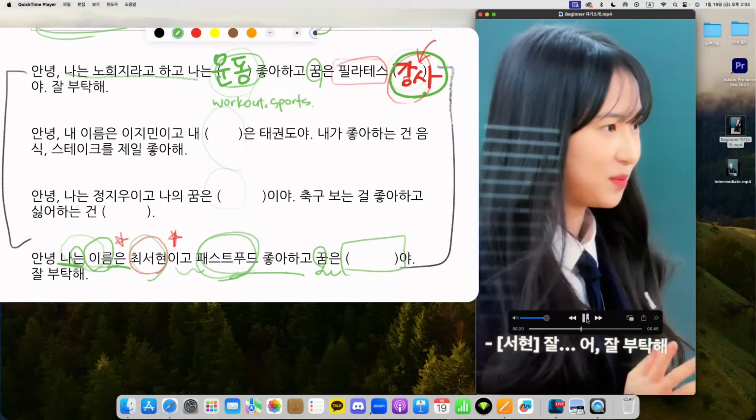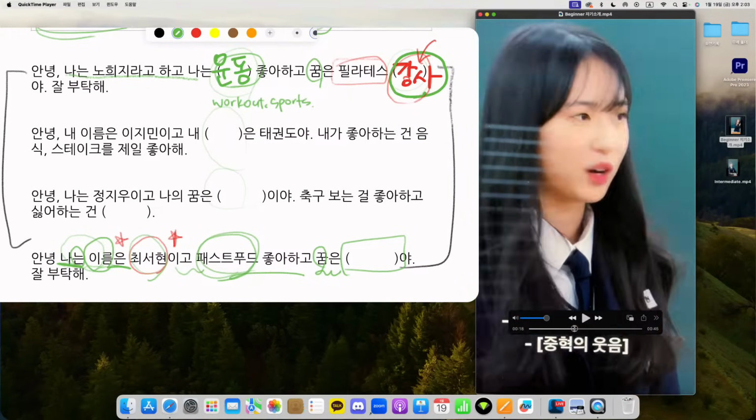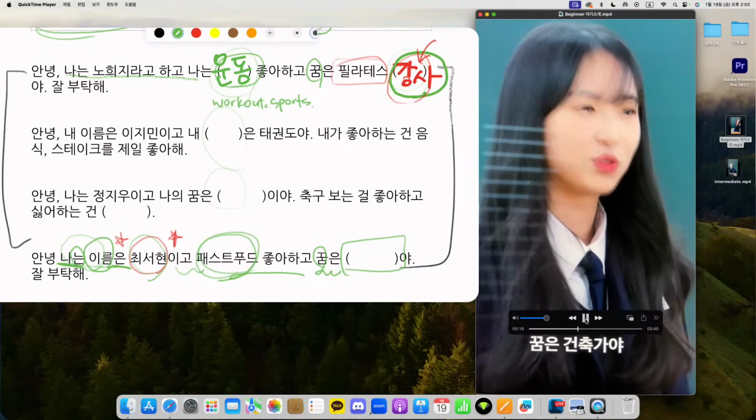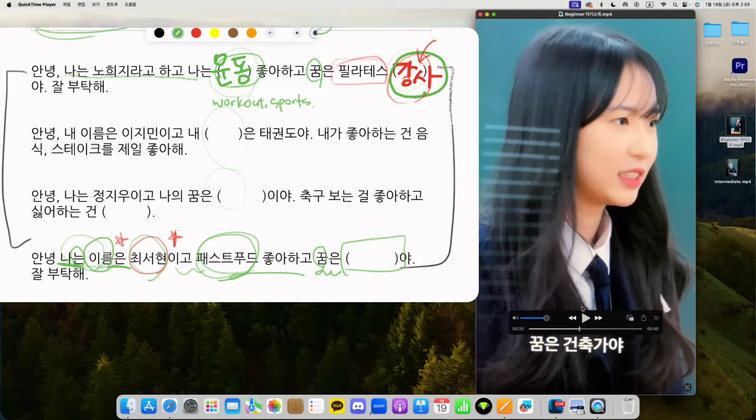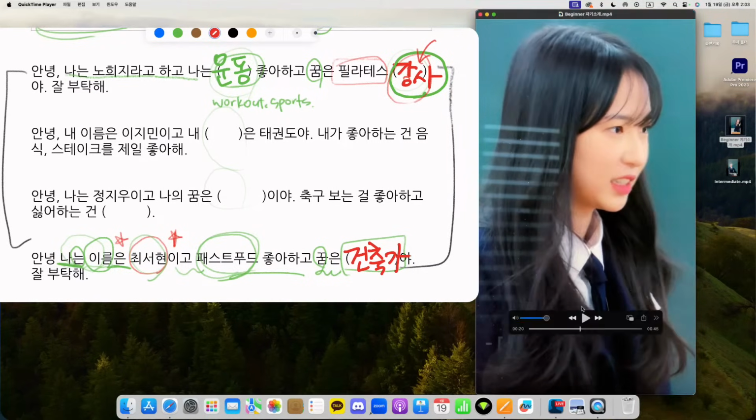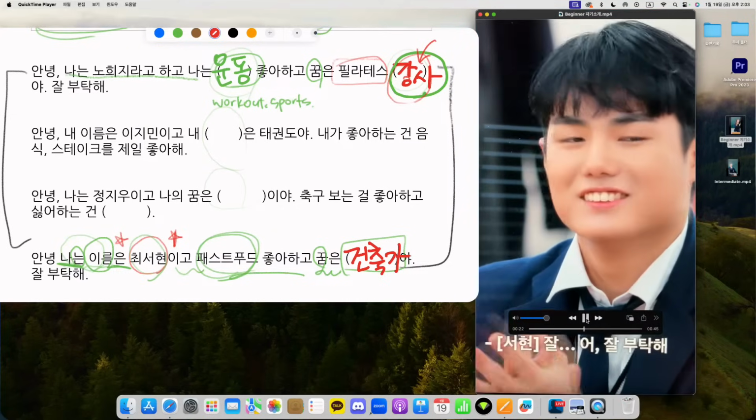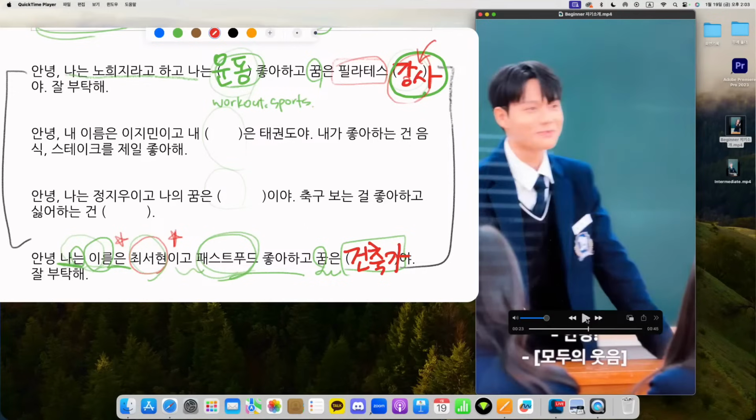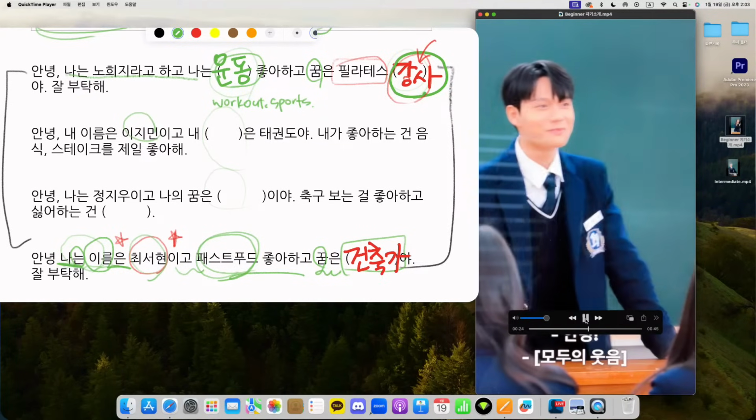건축가야. 내 꿈은 건축가야. 꿈은 건축가라고 했어요. It's an architect. She would like to be an architect. 건축가. 그 다음에 지민이다. Let's hear from 지민이. 지민이는 뭐라고 하는지 볼게요. Let's hear what 지민 says.